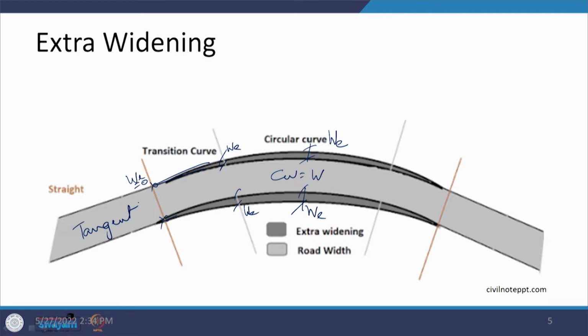So, it is 0, but as soon as we are on a circular curve we need to provide a constant value of WE, and this WE should be attained on the transition curve, which we are going to talk about subsequently once we complete the discussion on extra widening. The only thing you can see here is that WE changes from 0 to the total value of WE all along the transition curve, so that by the time you reach the circular curve, you have already achieved that extra widening. Now, the various reasons and types of extra widening are what we are going to talk about next.